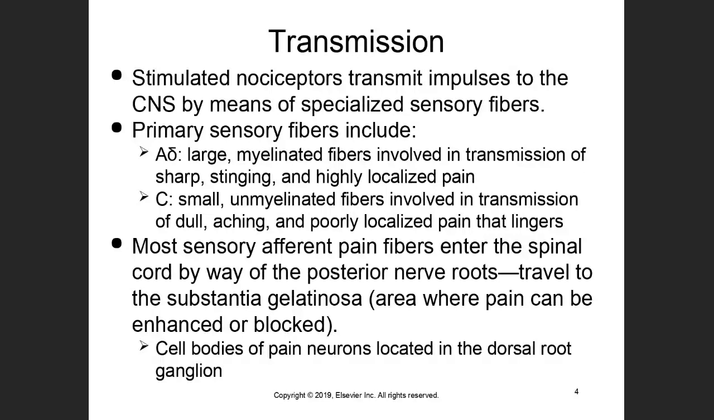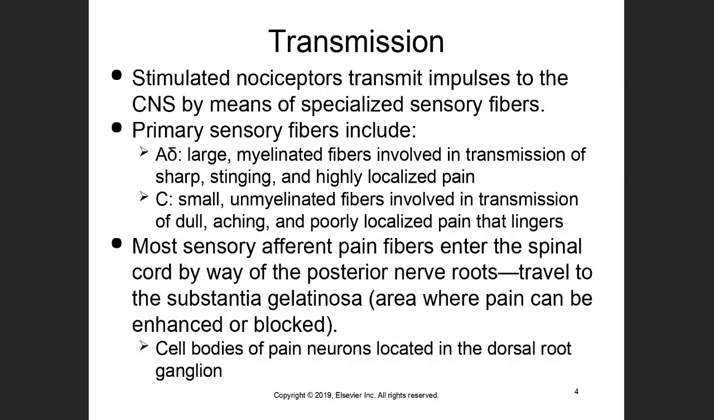Most sensory afferent pain fibers enter the spinal cord by way of the posterior nerve root and travel to the substantia gelatinosa. The cell body of the pain neuron is located in the dorsal root ganglion.